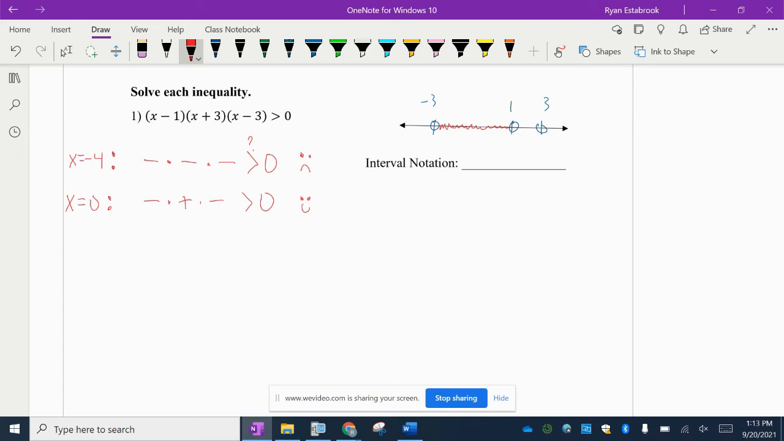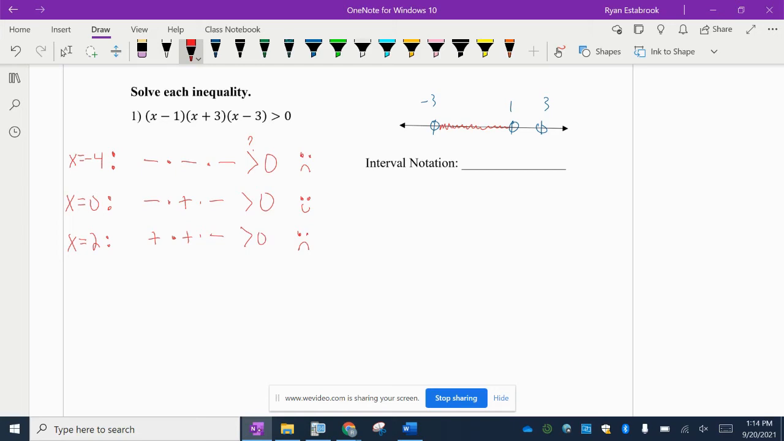Next region between 1 and 3, a good candidate would be like x equals 2. 2 minus 1 is positive. 2 plus 3 is positive. 2 minus 3 is negative. A positive times a positive times a negative is negative, so it is not greater than 0. It doesn't work, so it's not going to be shaded.